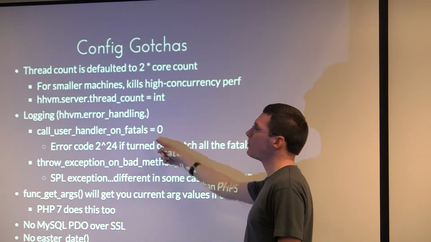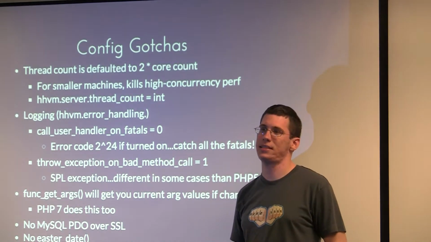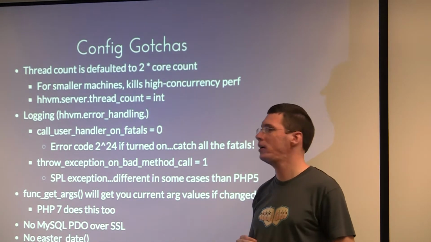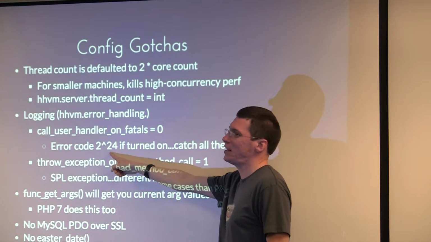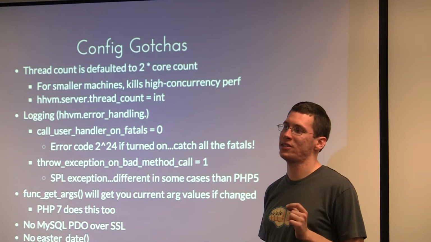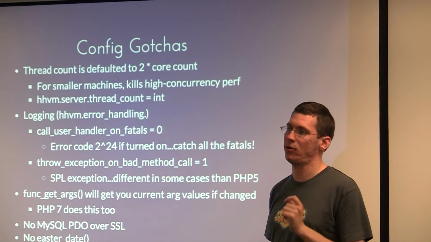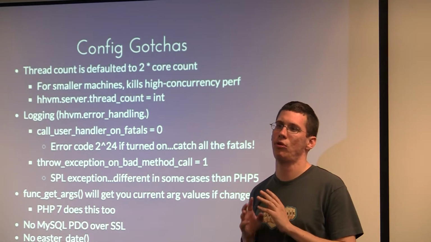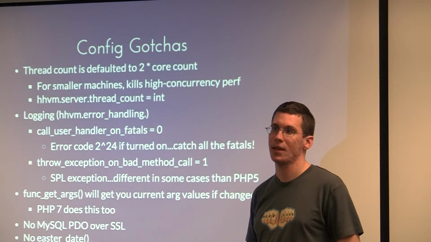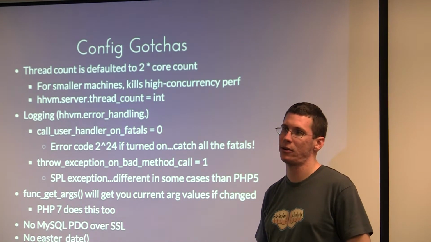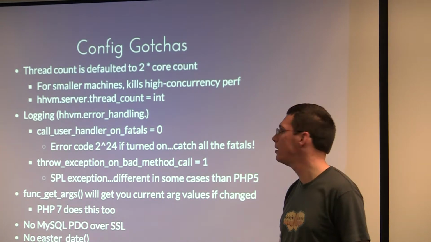This is a little bit more interesting. Default is it's turned off. If you turn it on and catch the error code represented by that, then all of a sudden you can catch every single error, including fatals that you normally wouldn't be able to catch unless you set a shutdown function in PHP. You can now catch those using your error handler, which is actually pretty useful.